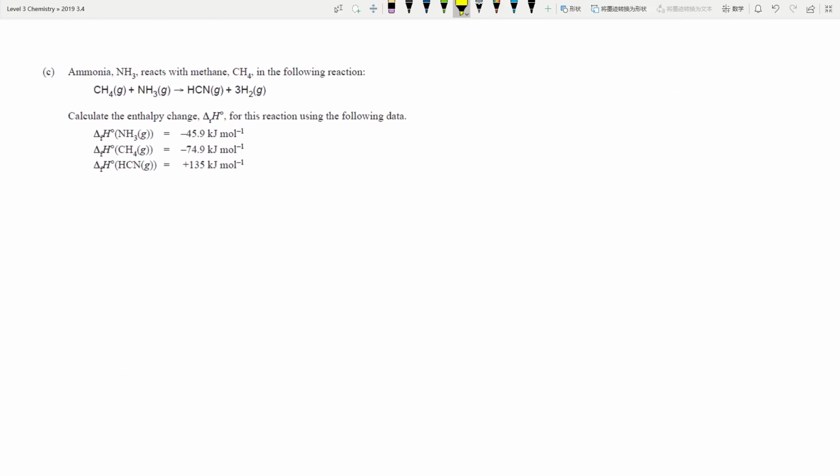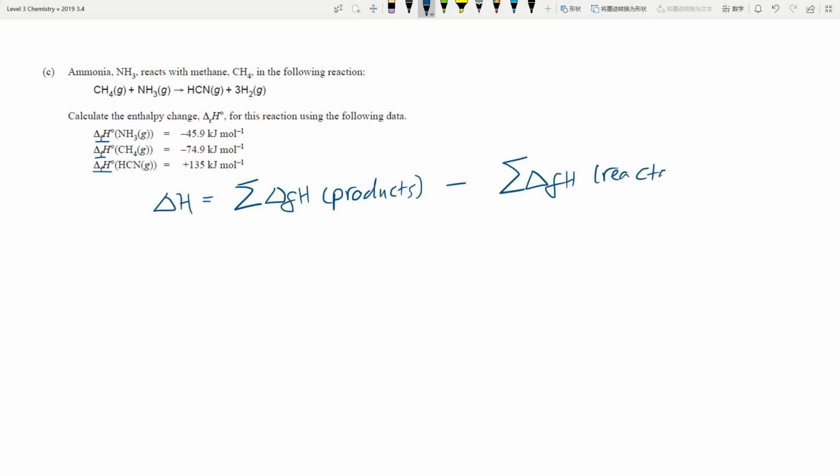Now this type of question, I've done this in my Hess's law question video. If you've got three enthalpy of formations, you don't have to do the Hess's law equation calculation that we did. Just remember the enthalpy of reaction equals the total of the enthalpy of formation of the products minus the enthalpy of formation of the reactants. Okay, so you just need to find these. So HCN, that and that.